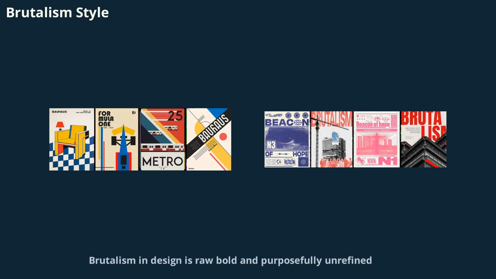Brutalism in design is raw, bold, and purposefully unrefined. Borrowed from architecture, it rejects polish for stark functionality and visual honesty. In digital, it breaks UI norms to stand out. Core elements are monospaced fonts, grayscale palettes, harsh edges, solid blocks, and default buttons. The mood is bold, disruptive, and honest, ideal for artist portfolios, experimental interfaces, or counterculture brands.